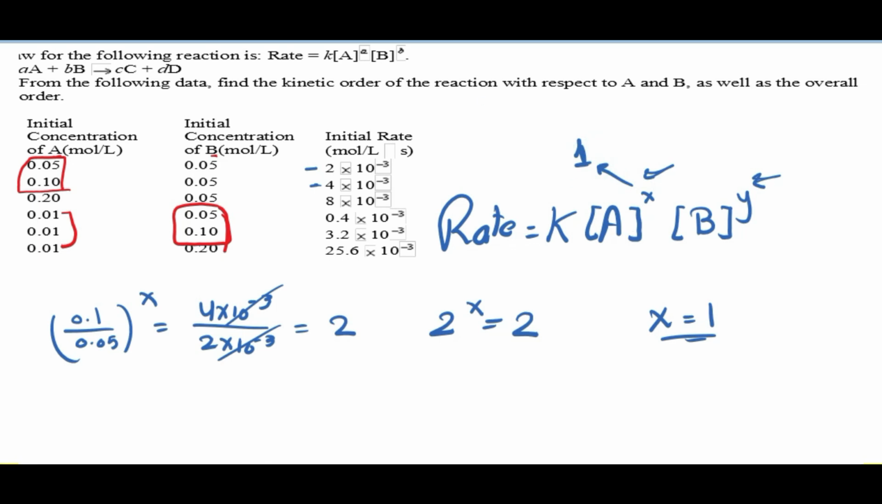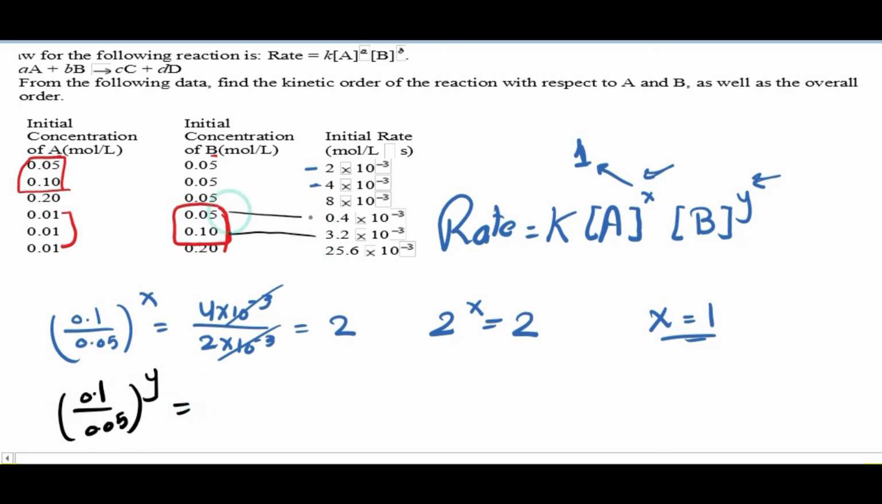Let's complete the second one. We want to calculate y. How can you calculate y? From the concentration of B. You will divide 0.1 by 0.05. Let's start with this one: 0.1 divided by 0.05, all of them raised to the power y, equals the rate. You will divide 3.2 multiplied by 10 power negative 3 by 0.4 multiplied by 10 power negative 3. Cancel 10 power negative 3, so it will equal 8.